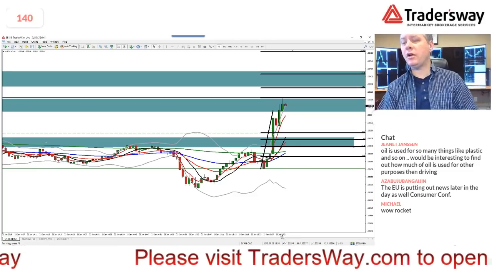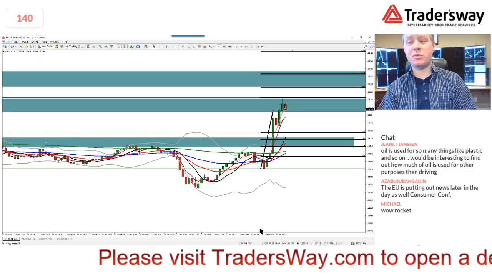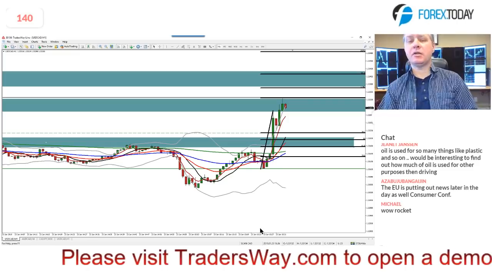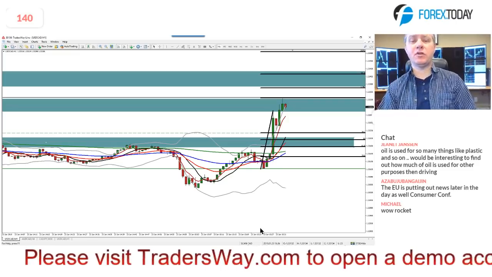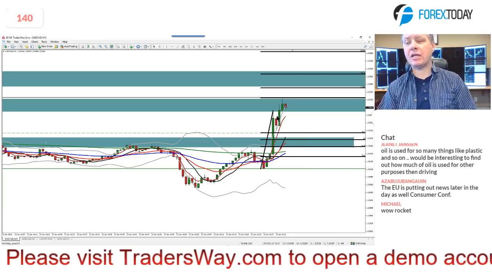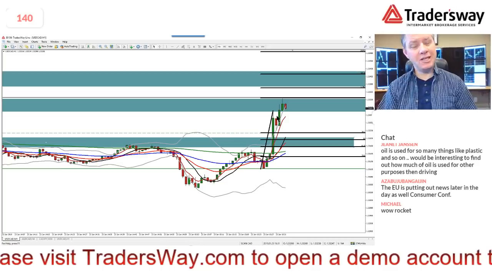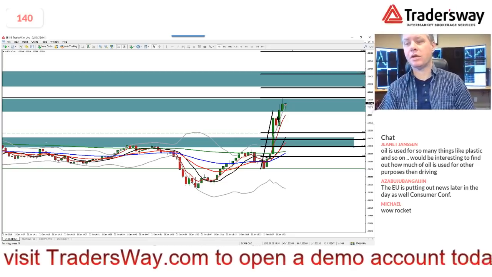Yeah, Jeanette, you're right. Oil is used for so many different things, but gasoline is specifically stockpiled from the January to June period in anticipation of the driving season. So that's specifically gasoline and specifically for driving. So the crude oil is needed to create the stockpiles of gasoline. Okay, Jeanette?